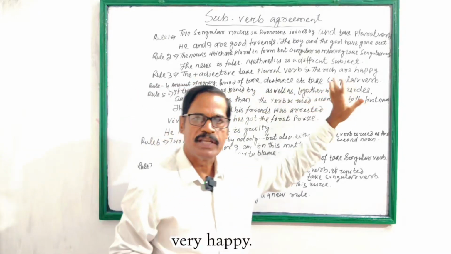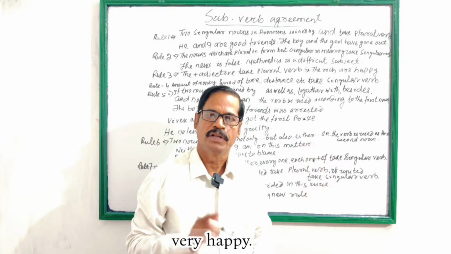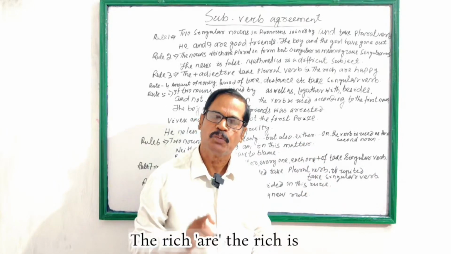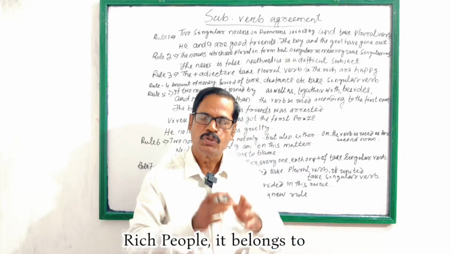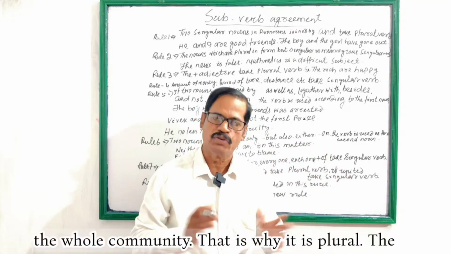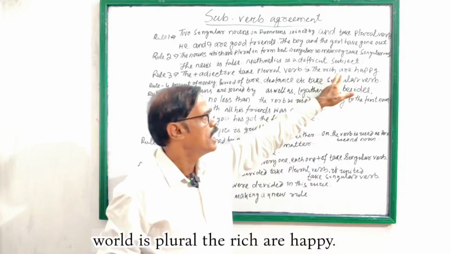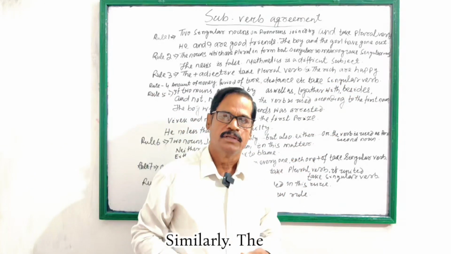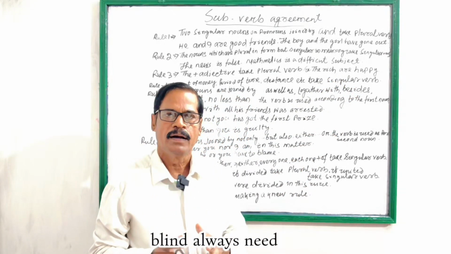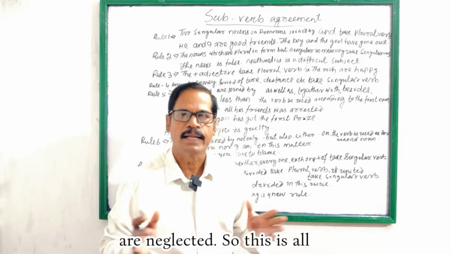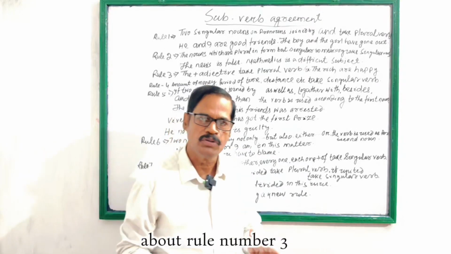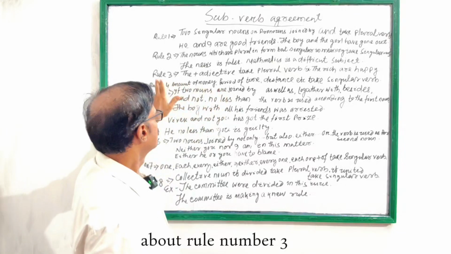Example: the rich are very happy. The rich are. The rich is plural. The rich means all the rich people. It belongs to the whole community. That is why it is plural. The rich are happy. Similarly, the blind always need help. The poor are neglected. So this is all about rule number 3.